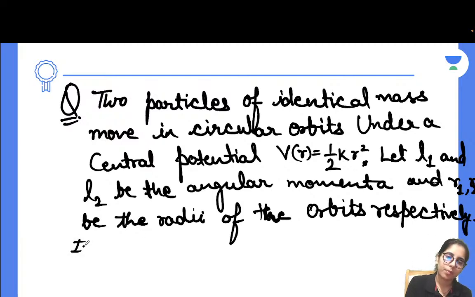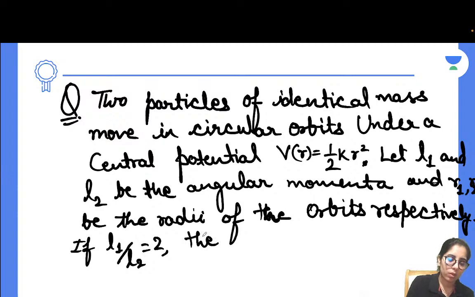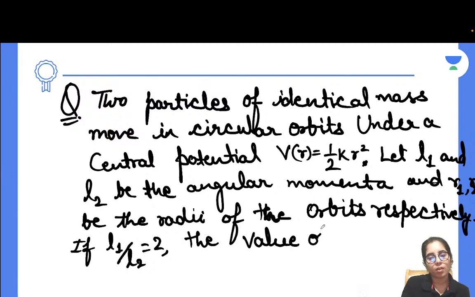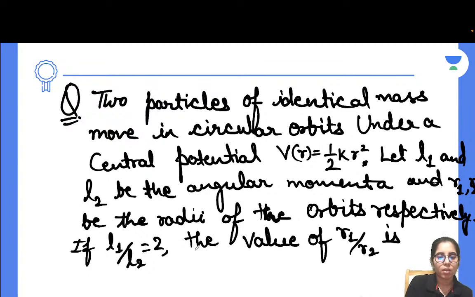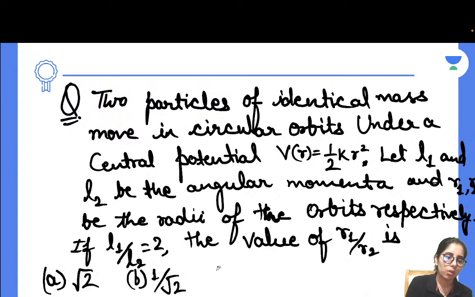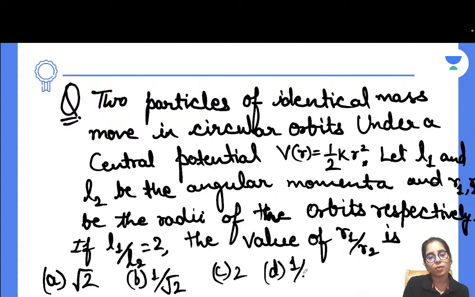If L1 divided by L2 is equal to 2, the value of R1 divided by R2 is? Options are root 2, or 1 over root 2, or 2, or 1 over 2?